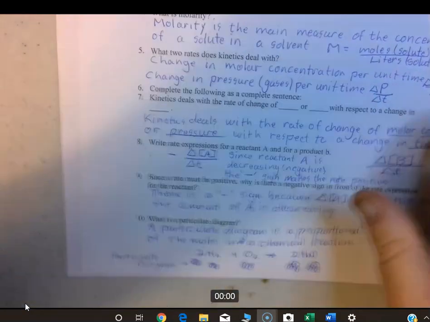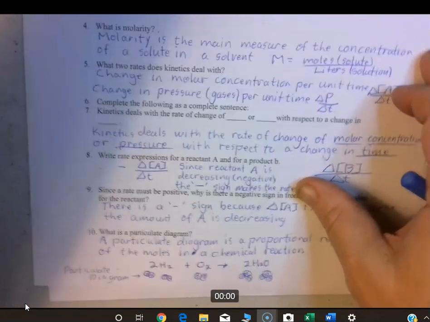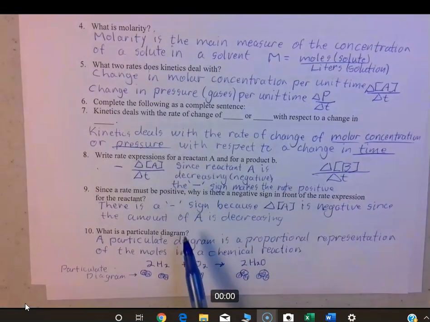A particulate diagram is a proportional representation of the moles in a chemical reaction. So if we have this simple reaction to create water, 2H2 plus O2 gives you 2H2O, then if you wanted to draw a particulate diagram, you would draw two hydrogen molecules. H2 is a hydrogen molecule, and two of them would be two hydrogen molecules. O2 is an oxygen molecule, and then on the product side, they've broken up and they've become two H2O. So there's an H2O, there's an H2O.